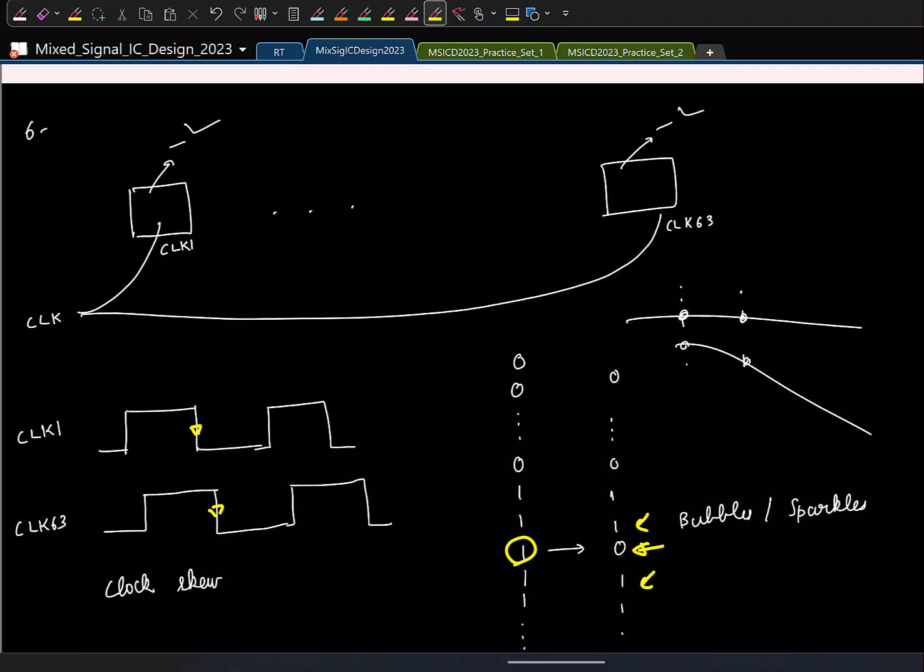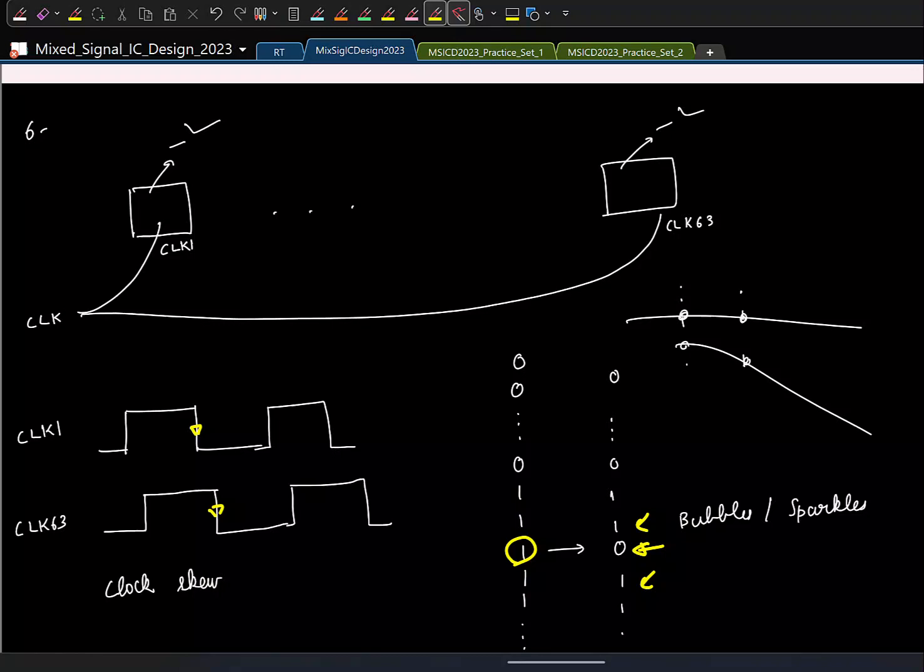So we can basically go and correct it. But if the bubbles are arising due to this clock skew, there is an even simpler solution, which is the following. Notice here that this issue of clock skew is something you cannot avoid. That's simply because you have to route the clock to each comparator, and there is going to be some delay in the clocks. That is something you cannot avoid.